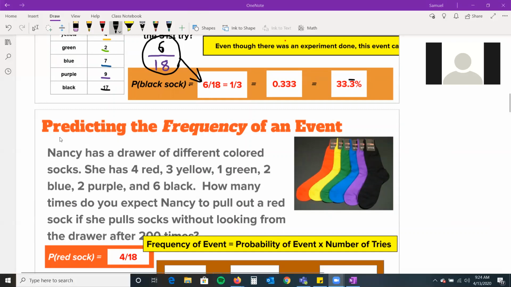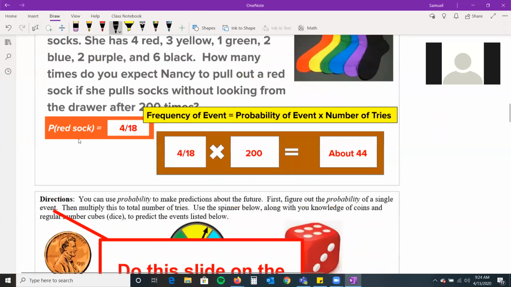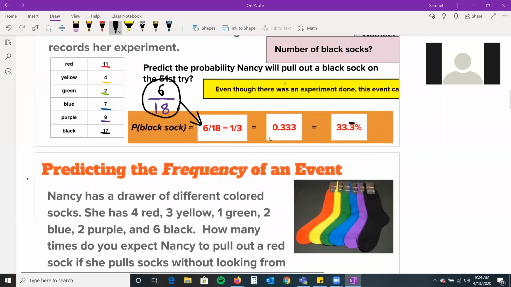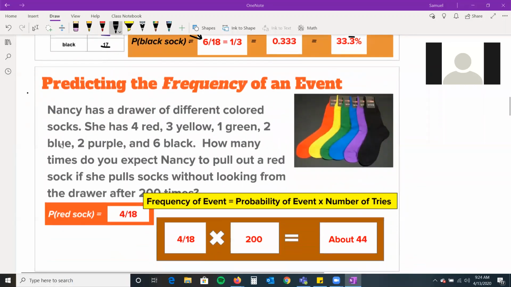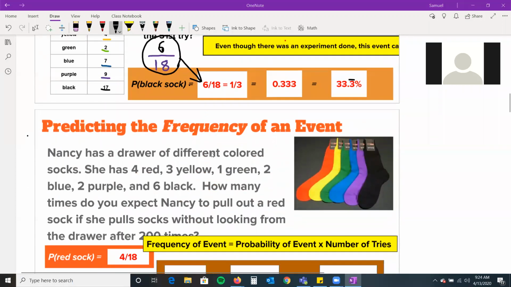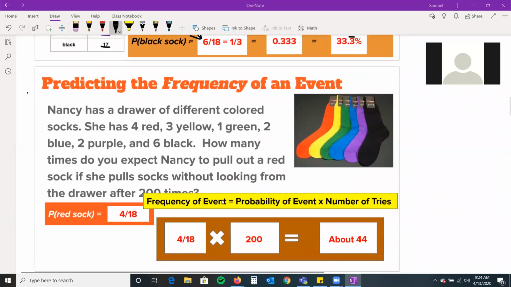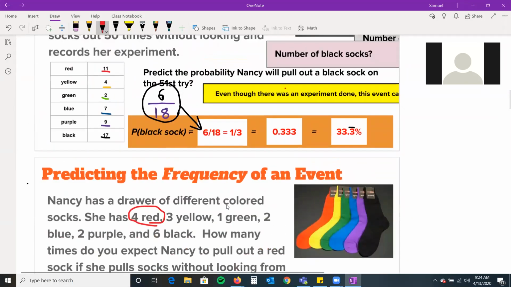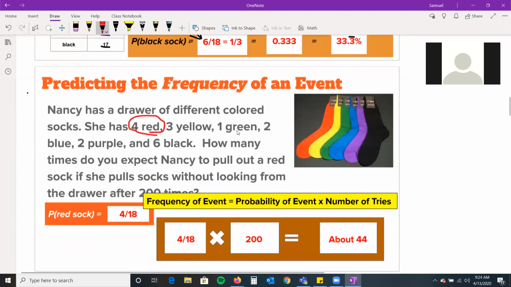Good job. All right. So looking at this next one here, Nancy has a drawer of different colored socks. Same problem. This time it says, what's the probability of getting a red sock? Okay, so we have 4 red socks total, right? And just double checking, we've got the same numbers here. We've got 18 socks still.